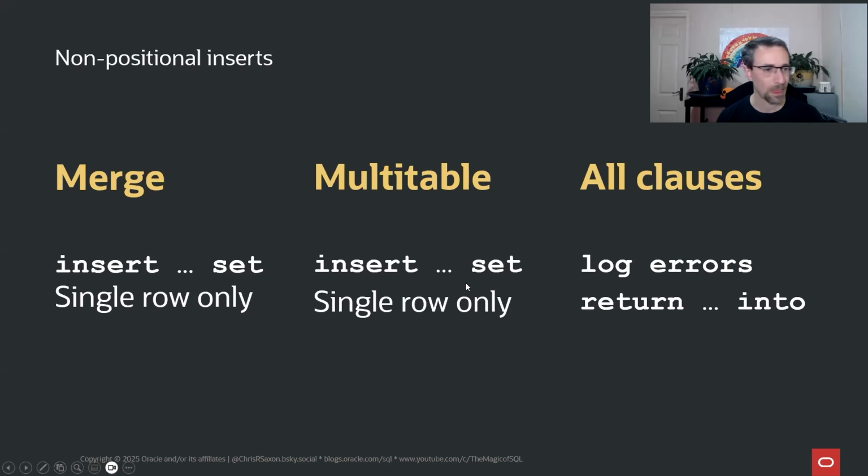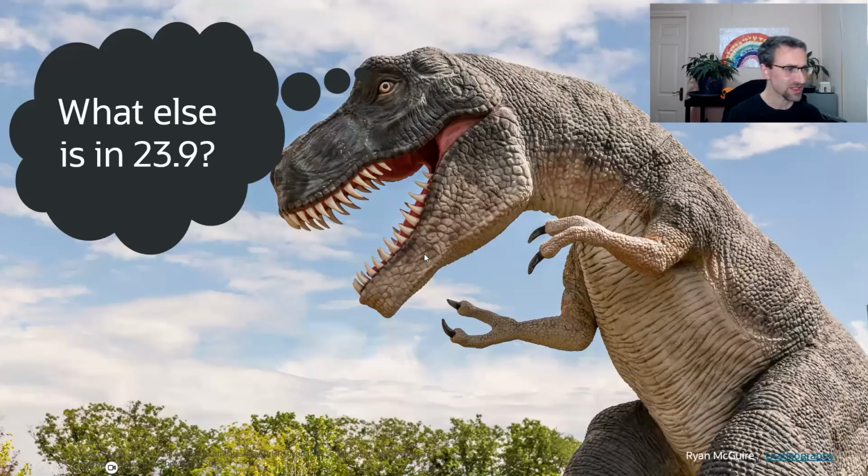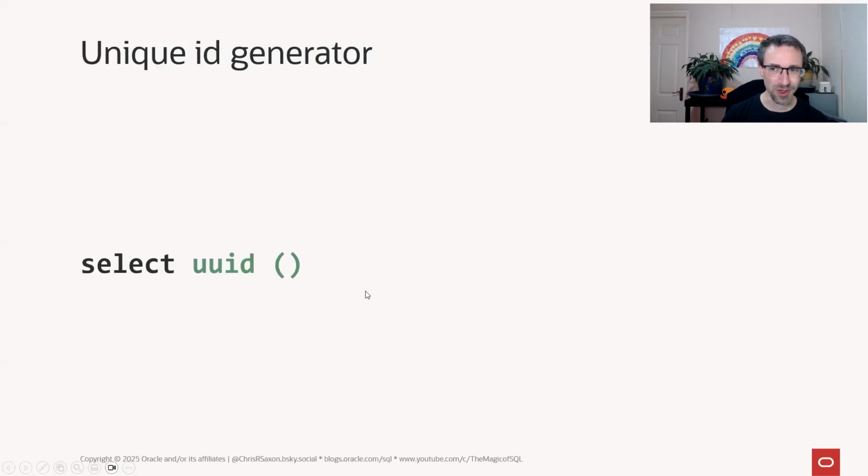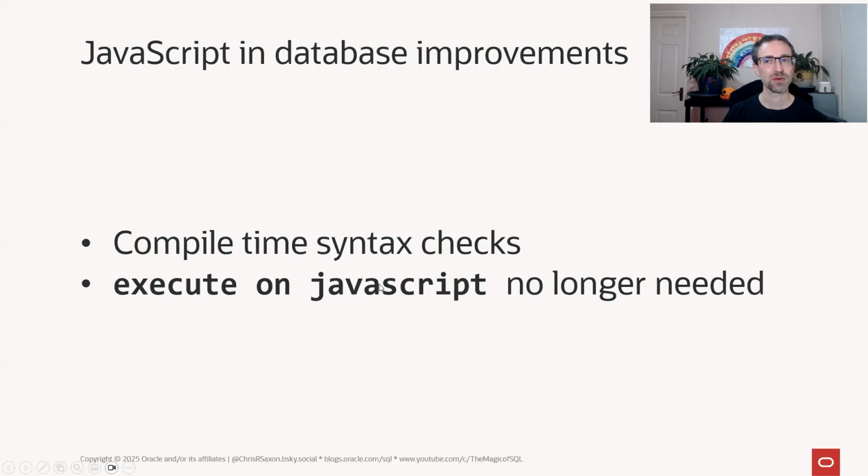Alrighty. I'm not seeing any other questions at the moment. So let's look at what else is in 23.9. Like I say, there's quite a few other things that have been added, some other neat developer features. First up, we've got group by all, which we can use to auto-generate the group clause. There is a new UUID, unique ID generator function, and there are some tweaks or enhancements to JavaScript in the database.